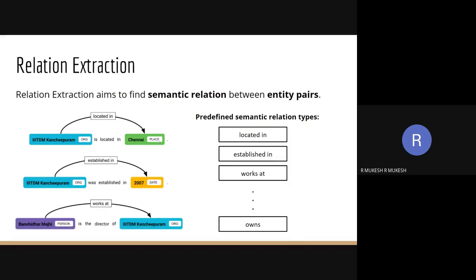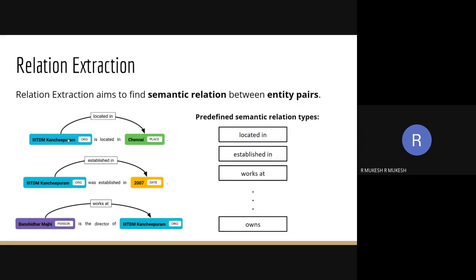And I have defined a set of predefined relationships, like located in. Between an organization and a place, there could be a located in relation. Between an organization and a date, there could be an established in relationship. Between an organization and a person, there could be an owns relationship. So these are some predefined classes that I have defined. And I try to identify, is there a relationship between the 2 entities? And if so, what kind of relationship exists between these entities? That is where the next task called relation extraction fits in, right?